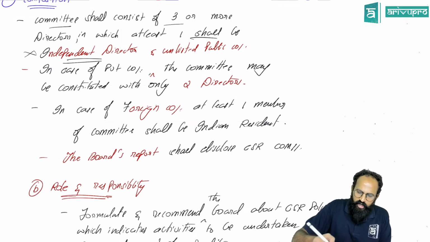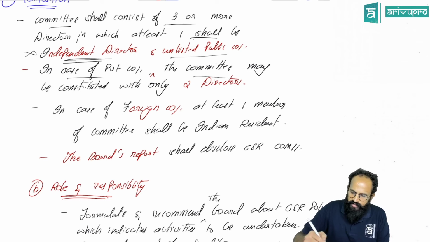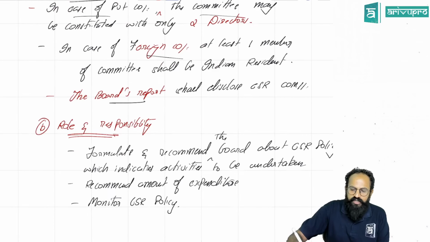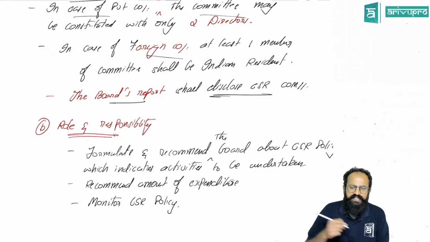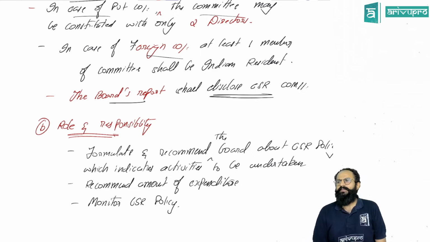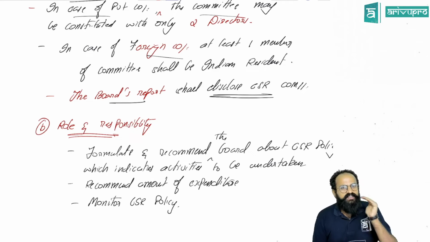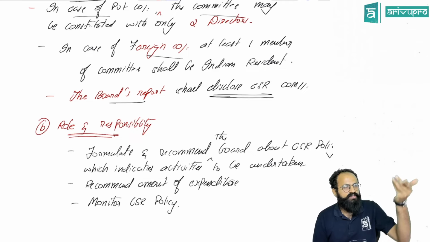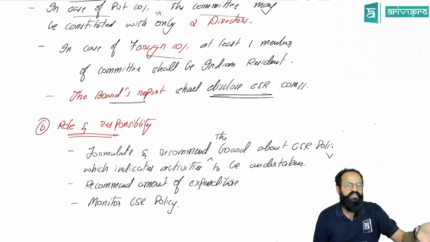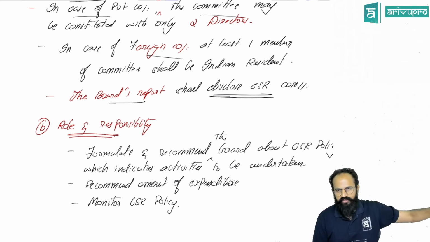The committee shall consist of 3 or more directors, of which at least one shall be independent. The board's report shall disclose the CSR committee. We have an entire provision called the board's report, which we'll be seeing. In that report, you have to disclose who the CSR committee is, the chairman, and the members, everything in the board's report. Is it clear, all of you?